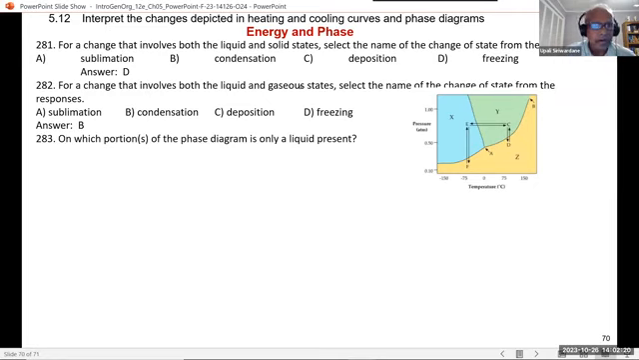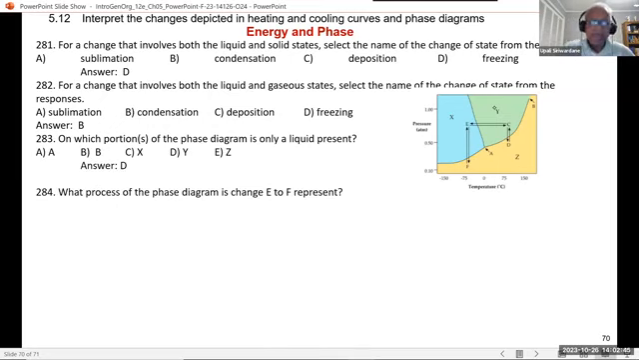On which portion of the phase diagram is only a liquid present? On the diagram on the right side, liquid is present at Y. Liquid is in the middle. Therefore, liquid is Y. Answer is D. When a change goes from E to F, E is in the solid phase and F is in the gaseous phase. Solid to a gaseous phase, solid going to gas, is sublimation. A is the correct answer.